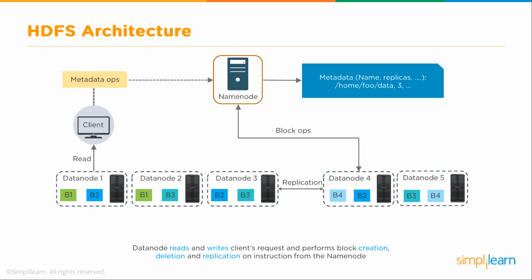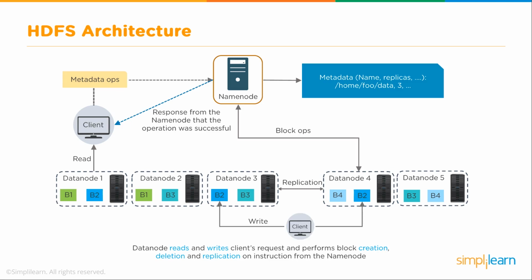And so we're looking at the actual name node operation. The data nodes read and write the client's request, so it's going through the name node, and performs block creation, deletion, and replication on instruction from the name node. And you can see here we have our block ops that come in from the name node, and then it tells the individual nodes what they need to do. And then we have a response from the name node that the operation was successful. That goes back to the client. And you can see here, when the client reads or writes the data, it's coming directly from the client. So the client machine is able to send that directly to those specific nodes.